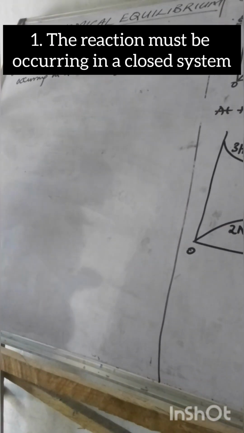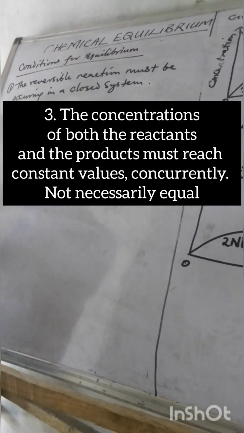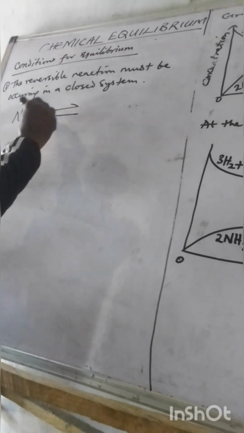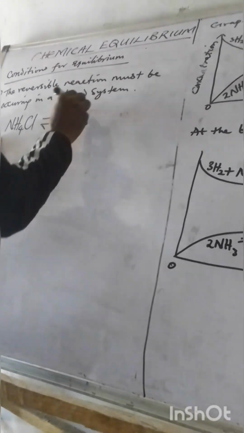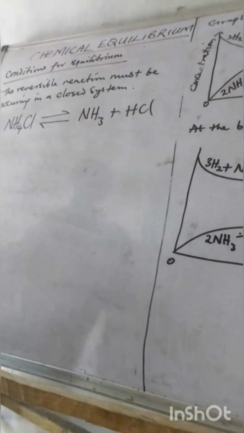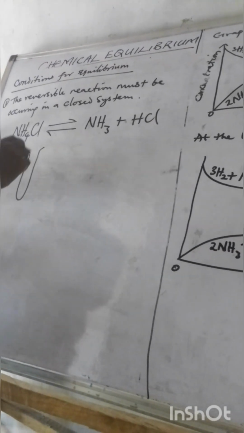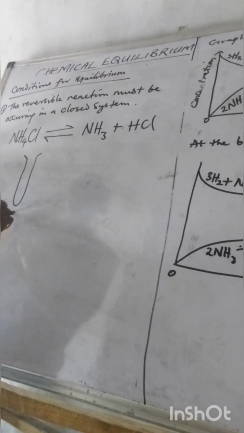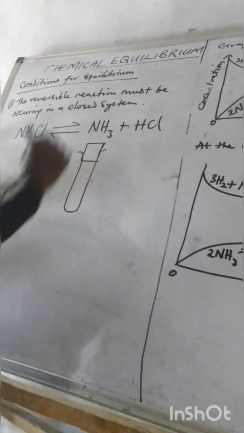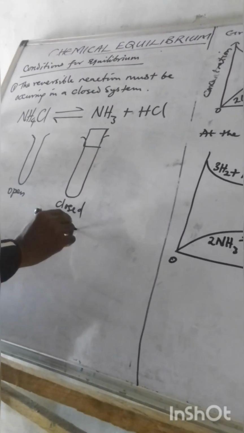What do we mean by closed system? A closed system is a system that does not allow particles to pass through it. For instance, if you are heating ammonium chloride, it's a reversible reaction. If you are heating this to form ammonia and hydrogen chloride, it may not necessarily reach equilibrium. This is the test tube. It cannot reach equilibrium if the test tube is open. But if you cork the test tube, the test tube becomes a closed system. This is an open system.